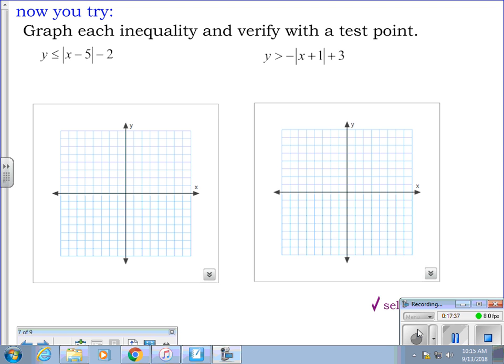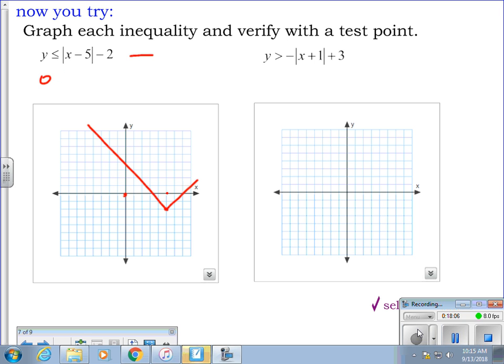Okay. So the first one, it's a solid line, makes it easy for the graph. The minus 5 means that I move 5 in the positive direction, 5 to the right. The negative 2 on the outside means that I move down 2. So I go over 5, 1, 2, 3, 4, 5, and down 2. Here's my new vertex, and it's a pretty standard absolute value. Does not go through the origin.